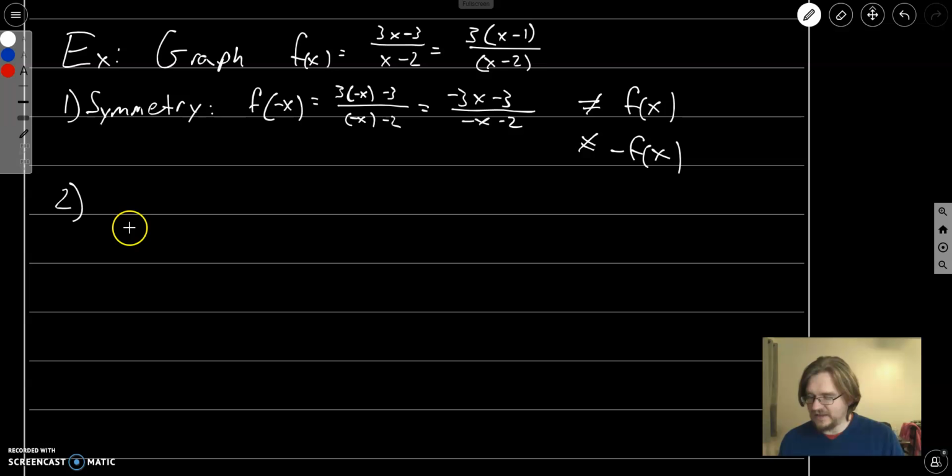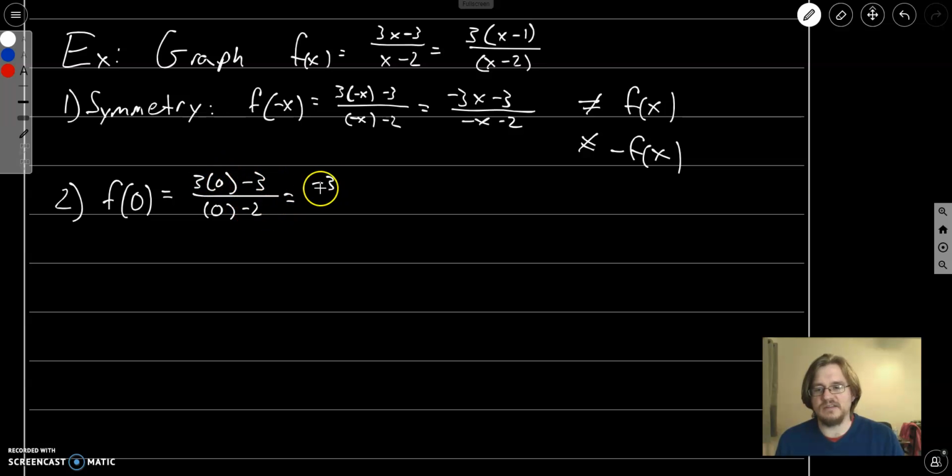The second thing that they ask us to look for is the y-intercept. So let's plug in 0 into our function. So this will be 3 times 0 minus 3 over 0 minus 2. 3 times 0 is 0, minus 3 is just negative 3. 0 minus 2 is just negative 2. So 3/2, this is the y-intercept.